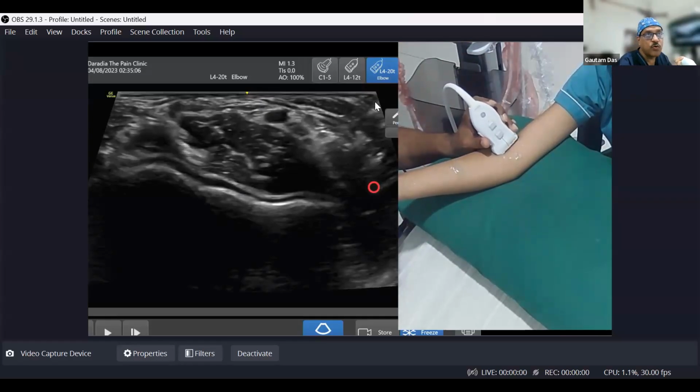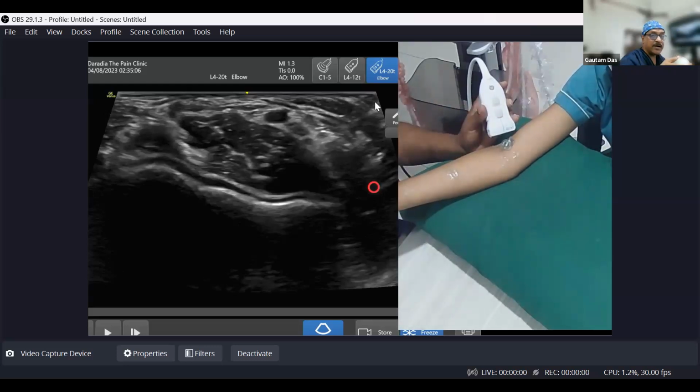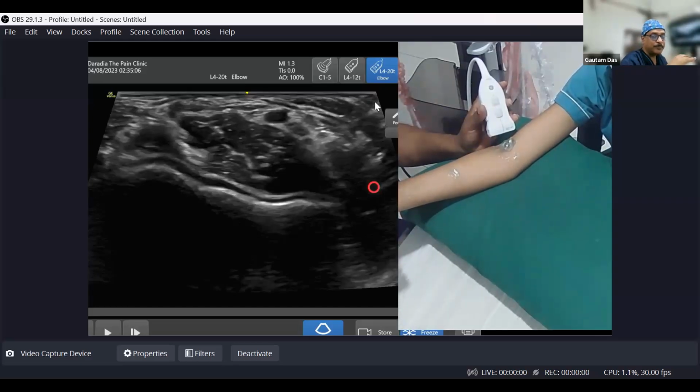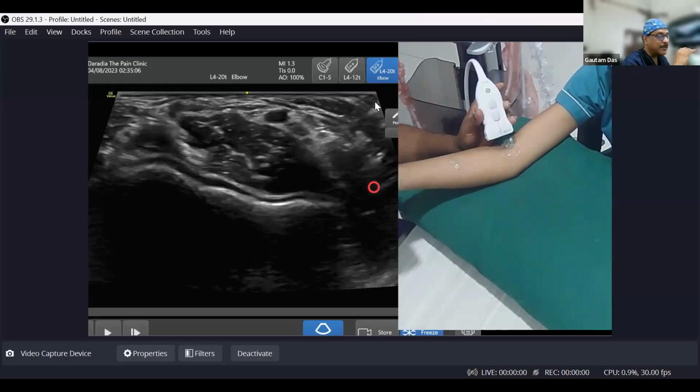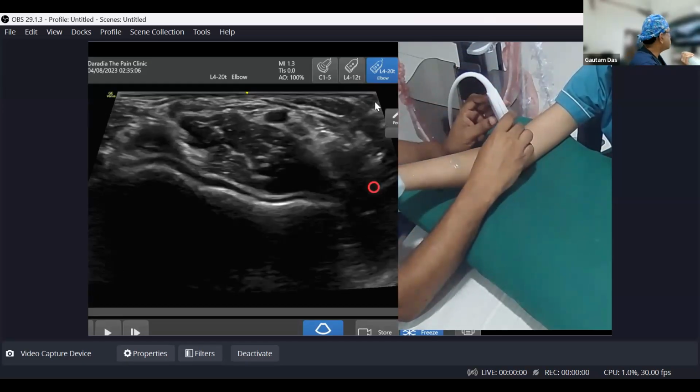So this is how we'll be able to make our probe transducer parallel to the distal end of the biceps, and we'll be able to see it very nicely. It is very superficial. I'm putting a lot of gel there, and putting a little bit of weight, around 300 or 500 grams, and asking the patient to flex a little bit, and then you try to find it out. So again, first is your short axis.